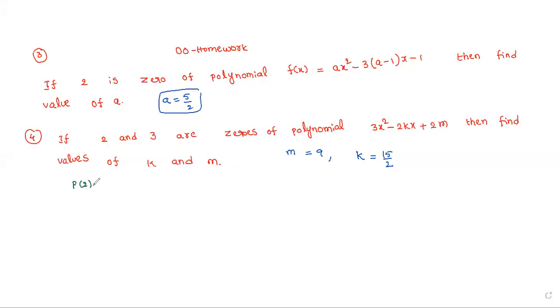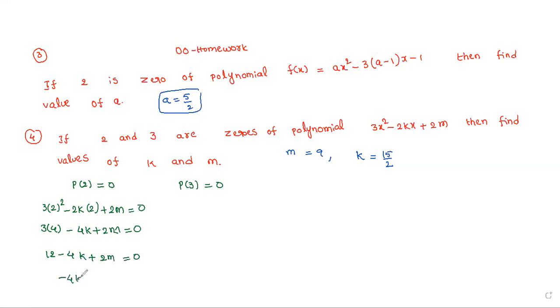P of 2 equal to 0. Another condition, P of 3 equal to 0. 3 into 2 square minus 2 into k into 2 plus 2m is equal to 0. 3 into 4 minus 4k plus 2m is equal to 0. 3 fours are 12, minus 4k plus 2m is equal to 0. Minus 4k plus 2m equal to minus 12. So divide it by 2.